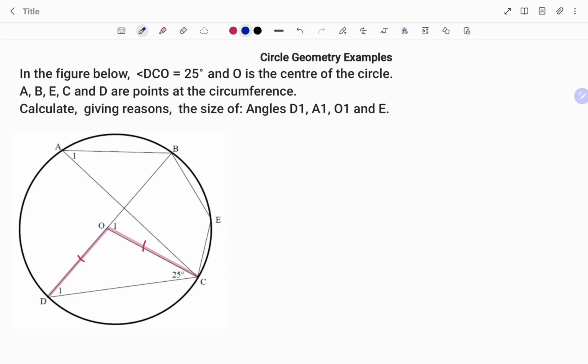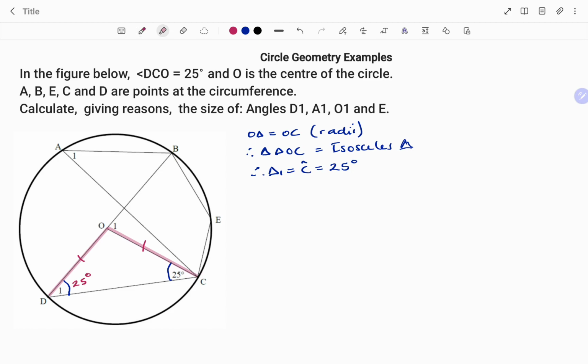I'm going to state that here. OD, the distance OD, equals the line OC. The reason is radii. Therefore, triangle DOC is an isosceles triangle. And the property of an isosceles triangle states that the base angles of an isosceles triangle are equal. Therefore, D1 is equal to C, which is 25 degrees.